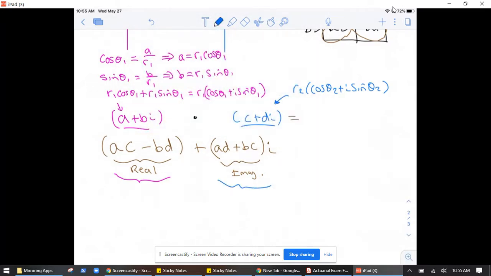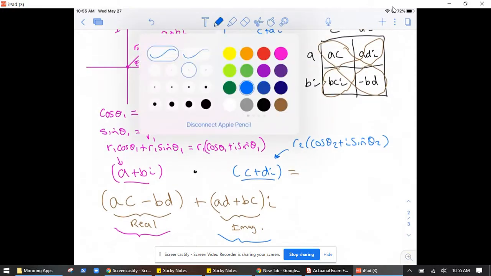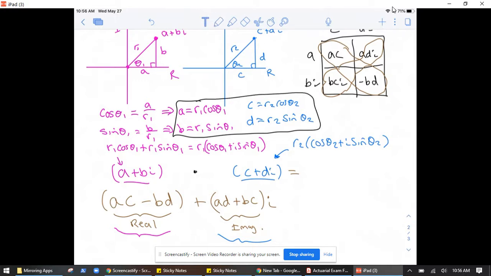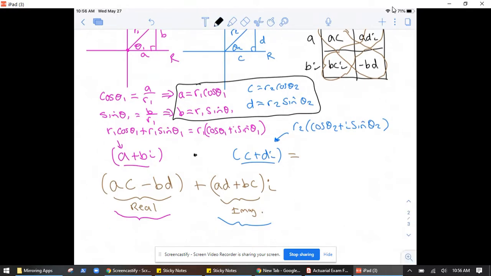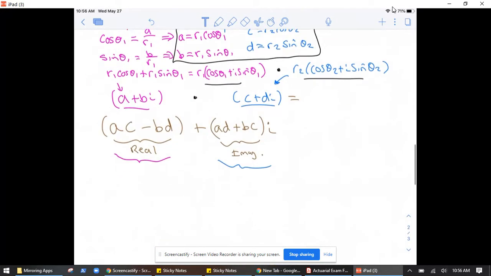Let's just substitute the A, B, C, and D with what we came up with over here. So one thing I should do is note that here C would be R2 cosine of theta 2, using the same trigonometry we did over here, and D would be R2 sine of theta 2. So we're going to use these right now. We're just going to substitute into our answer, and then you're going to see that multiplying these two complex numbers in their trig form is going to give you precisely what we see up here. The angles add, the R values multiply.